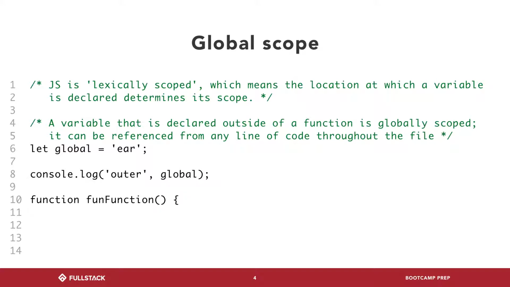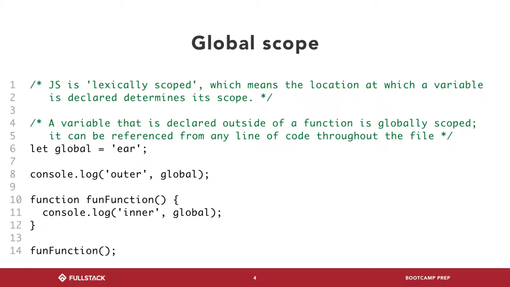Okay, so in this case, we have, once again, a variable we call global. We console log it out. Super easy. That makes sense. And then here, we have this other function called fun function, and it also console logs out this global variable. Now the question becomes, when we run fun function on line 14 there, I'll just kind of give away the answer here.